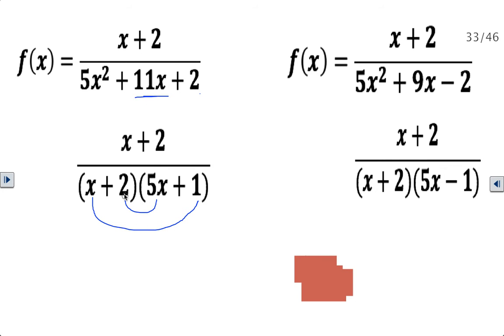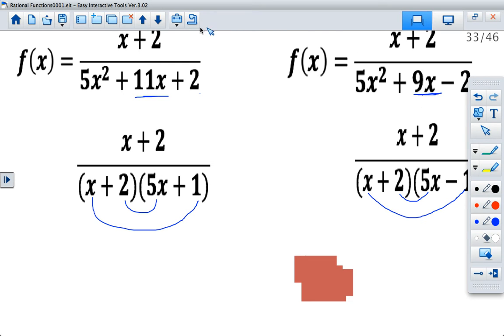your term here. So in this case, we have 2 times 5x gives you a 10x, and an x times 1x gives you an x, so 10x plus 1x gives you an 11x. And then same thing over here, 2 times 5x gives you 10x, and an x times negative 1 gives you negative 1x. So 10x minus x gives you 9x. Okay, so we're just checking our middle terms. Also, your number here times this number should equal this number here. Okay, so you should always check and verify that you have the right answer.